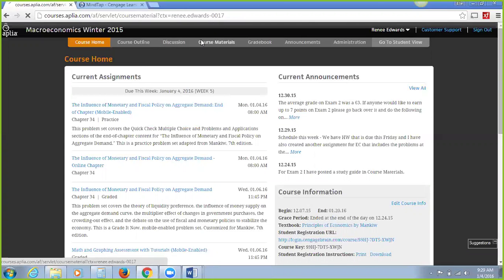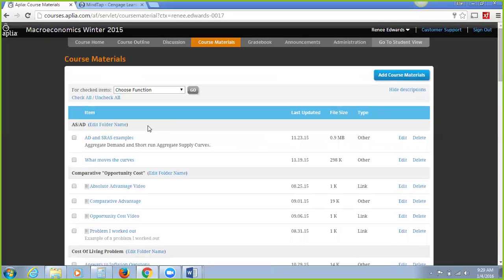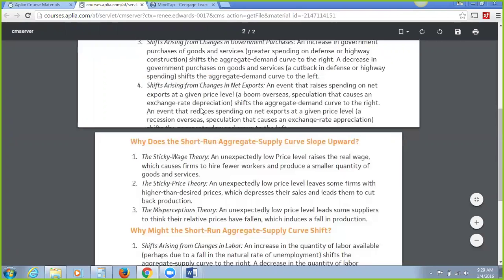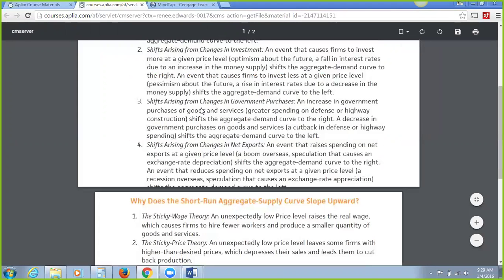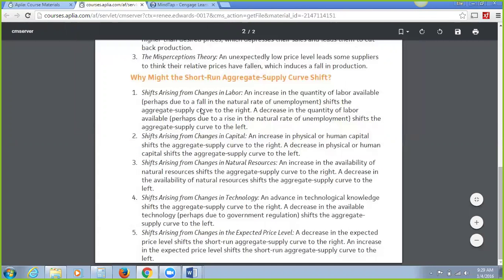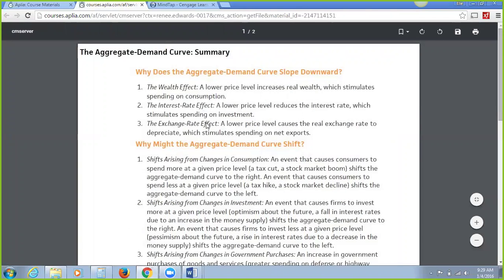This is what I was trying to remember. When you go into course materials, these videos explain what I was talking about, what moves the curves. This is nothing more than me copying and pasting right off the book. And so we're talking about what moves the long run aggregate supply curve. This talks about what moves the short run aggregate supply curve and the aggregate demand curve. In the same section, this is right out of the book. Just make sure you have this ready. It talks about what moves the long run aggregate supply curve.